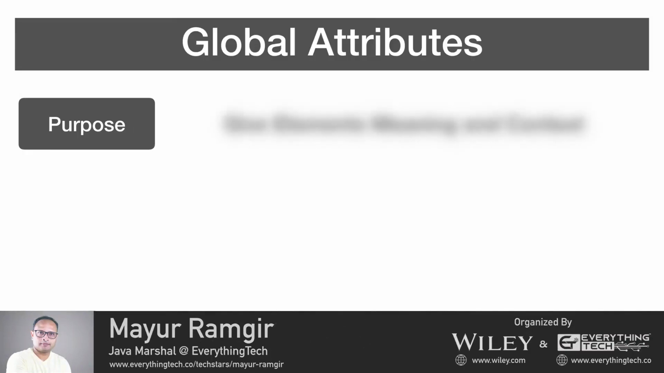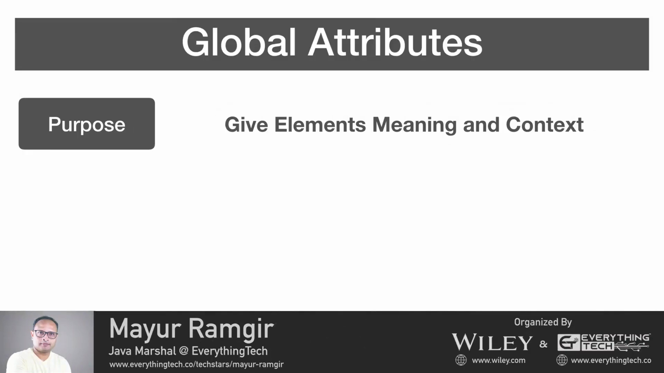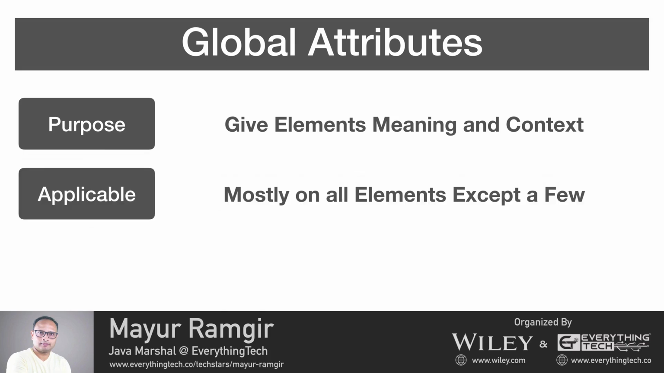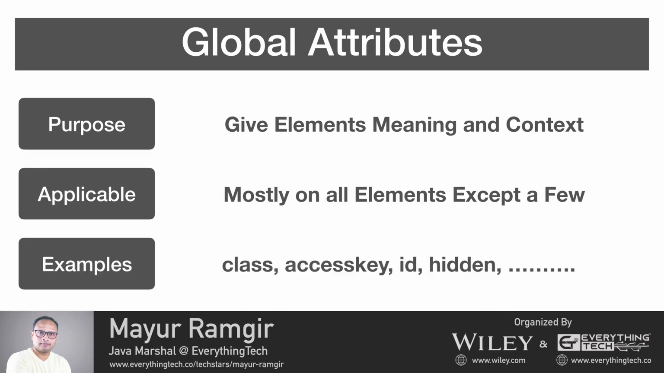Global attributes. What does it mean by global attribute? Global attributes are attributes common to all HTML elements. As we have seen, the purpose of the attribute is to give elements meaning and context. Also, it is applicable to all the elements with a few exceptions. Class, access key, ID, hidden are a few examples of global attributes.